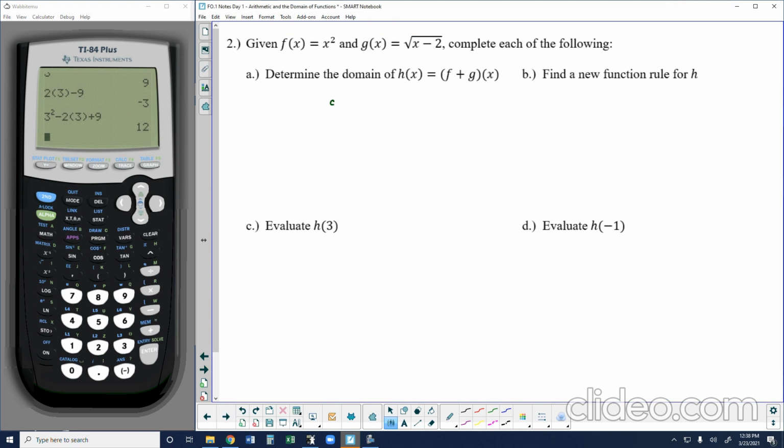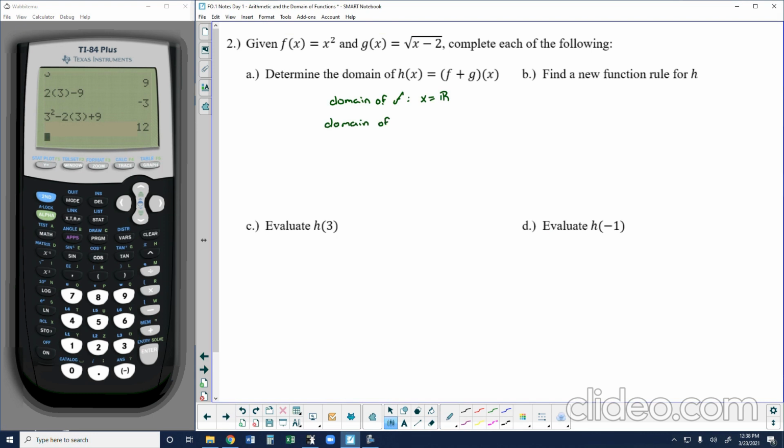So if I want to take a look at the domain of f and g separately, the domain of f is going to be all real numbers. We know that because it's a polynomial with no domain restrictions. The domain of g, however, will not be all real numbers.